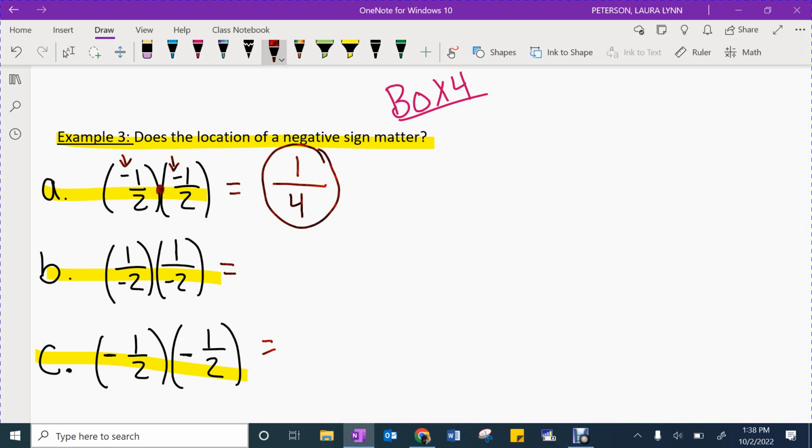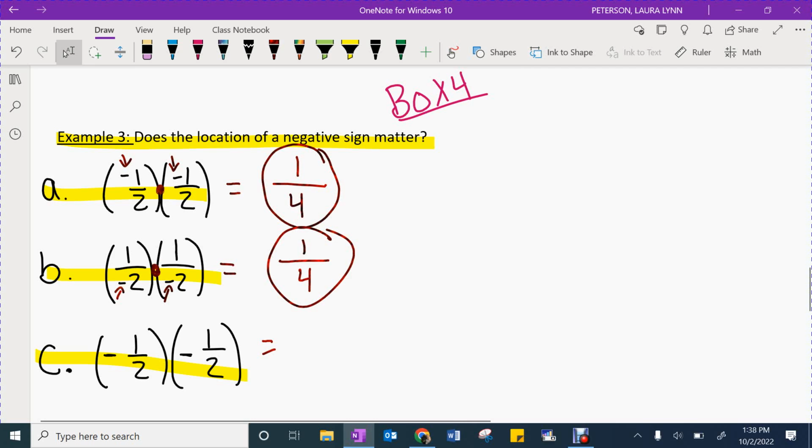Let's do B. B, again, multiplying with fractions. I'm going to draw on my multiplication dot so I don't forget that there's an invisible dot there. Multiply tops and bottoms, so numerators and denominators. Positive 1 times positive 1 is positive 1 over negative 2 times negative 2. Treat it like normal multiplication. 2 times 2 is 4. Then go back and deal with your negatives. How many negatives are there? There are 2. And 2 negatives make a positive. So again, I get a positive 1/4 answer.